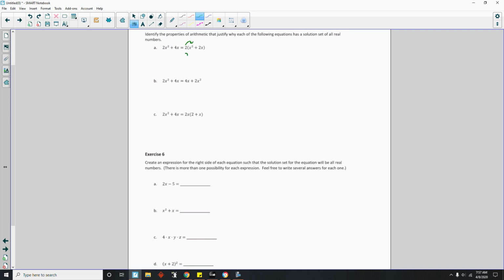Well, if I distribute, I get 2x squared. And if I distribute, I get plus 4x, and that's equal to the left. So this is the distributive property.